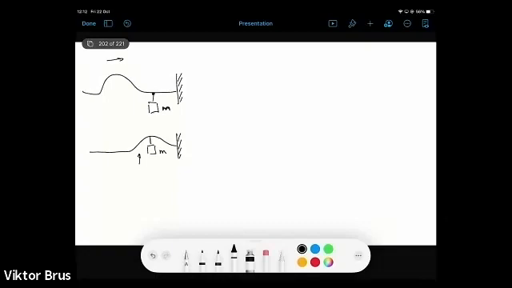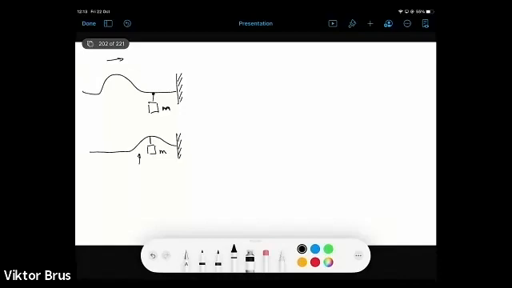And that means that there will be some work done because of moving this mass in the gravitational field of Earth. So obviously mechanical waves carry some energy, and our goal is to understand how to quantify it.